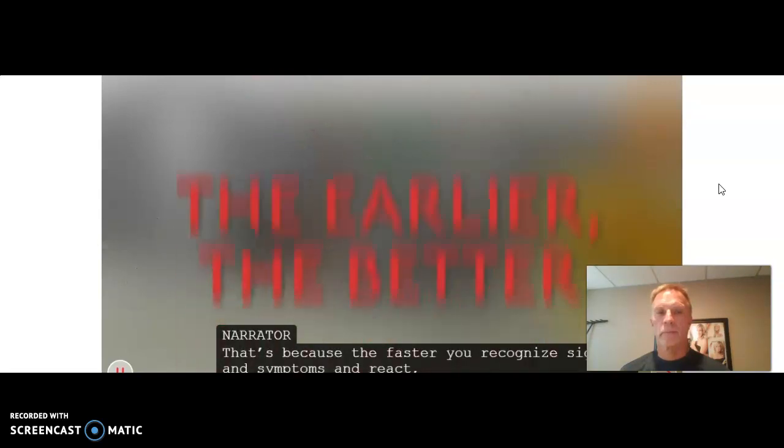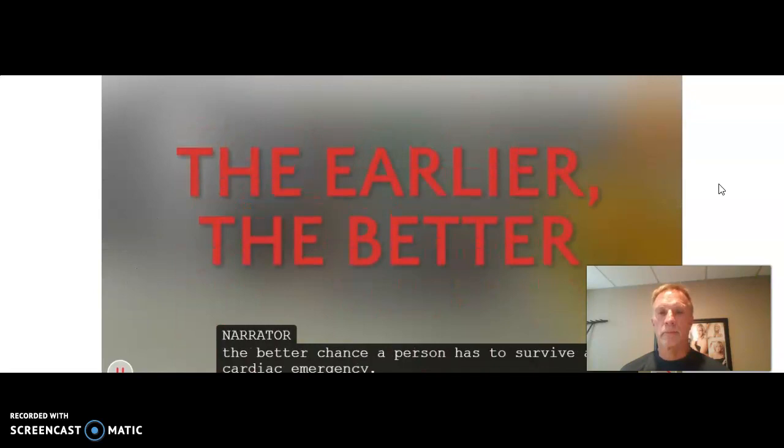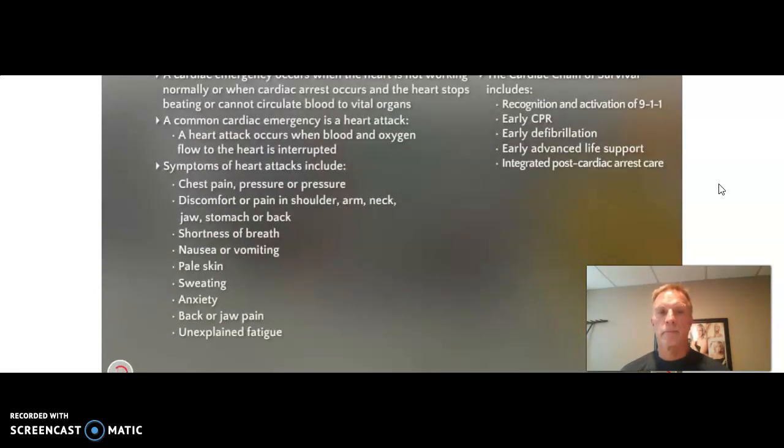Notice that each of the first 4 links begins with early. That's because the faster you recognize signs and symptoms and react, the better chance a person has to survive a cardiac emergency.